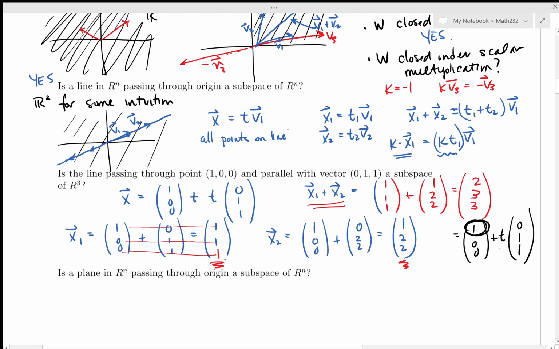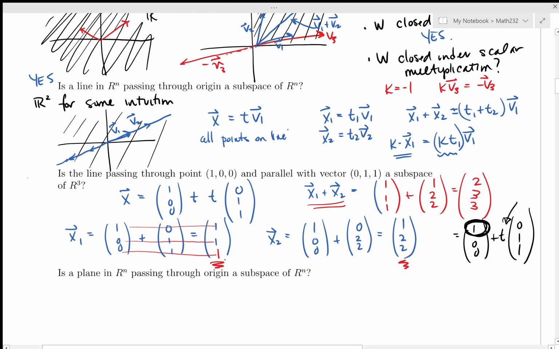I cannot. I can put t to whatever value I want, but I cannot change this thing here from a 1 to a 2 with any value of t. So this is not a subspace. I've taken two of them, added them together, and they're not on the line. So the answer here is no.